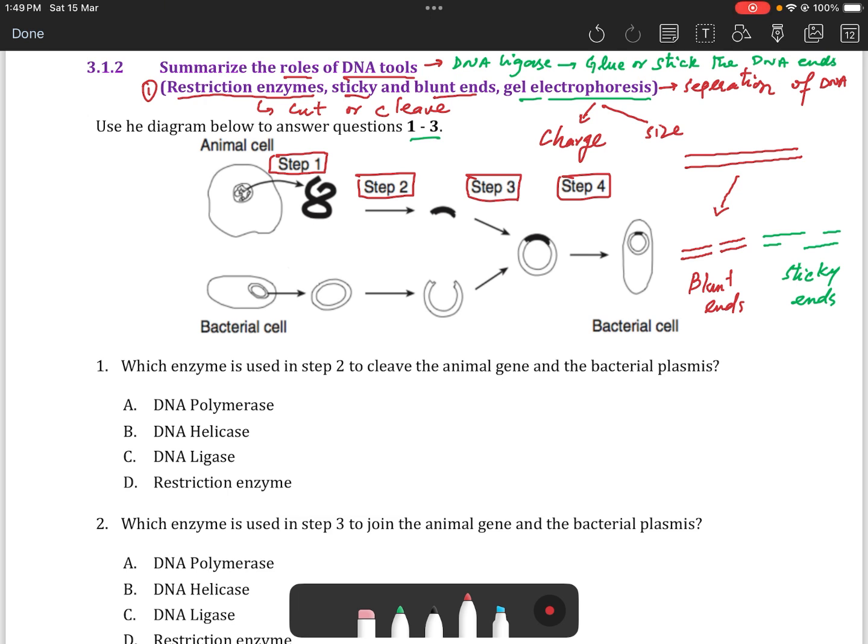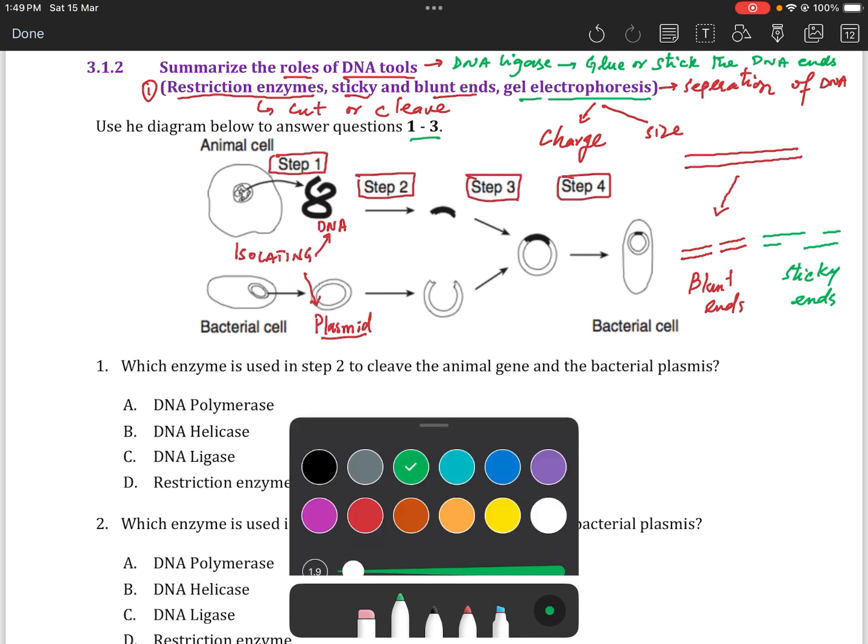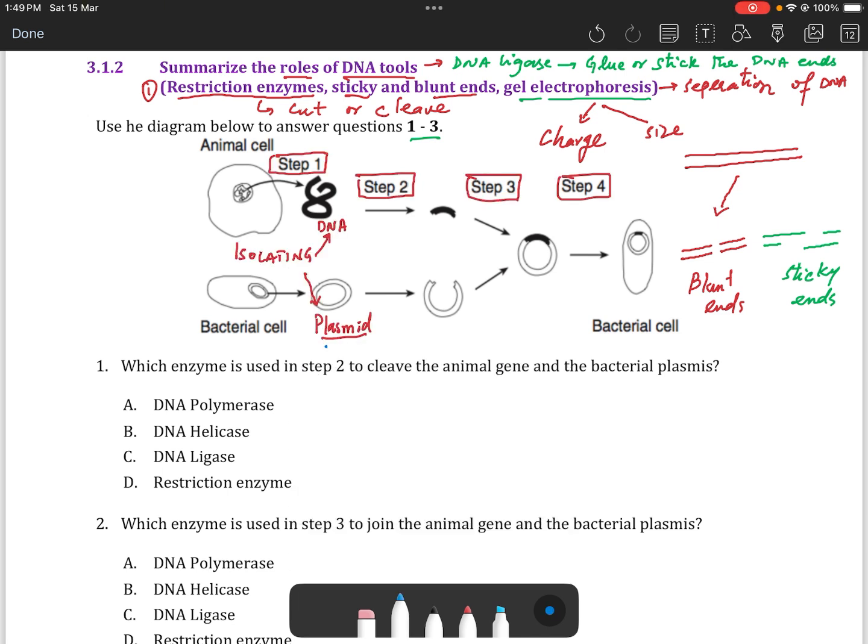So basically in step 1 you are isolating DNA. This is the DNA from human, and this is the plasmid from the bacteria. So we isolate the DNA and the plasmid. So this is step number 1. And what is a plasmid? Basically, a plasmid is a vector that we use to transfer the DNA from one organism to another organism.